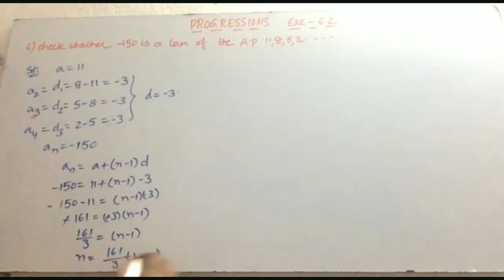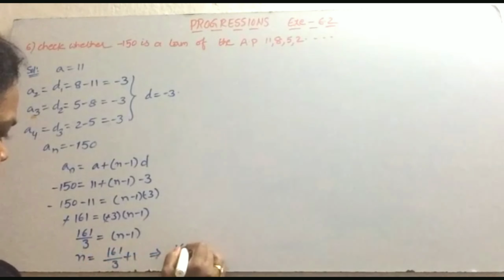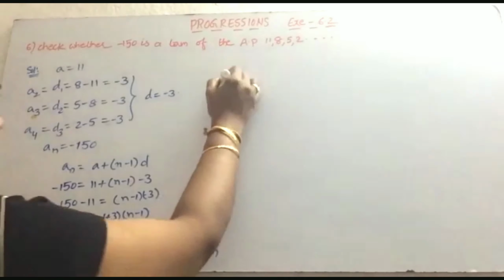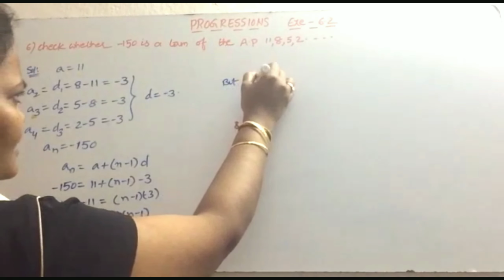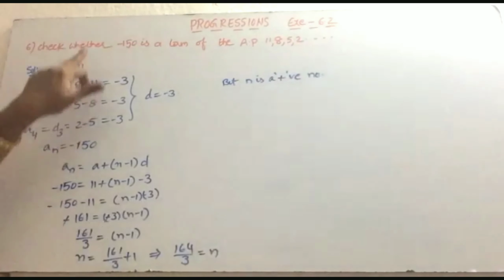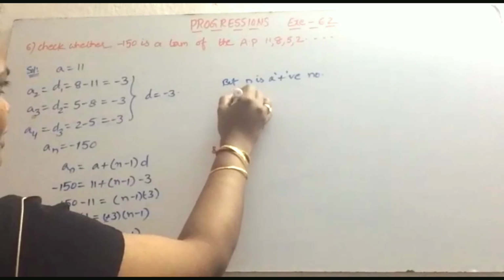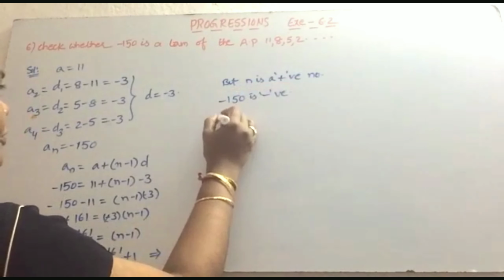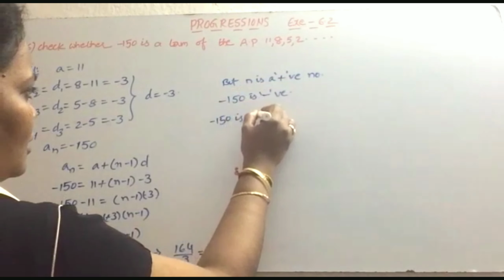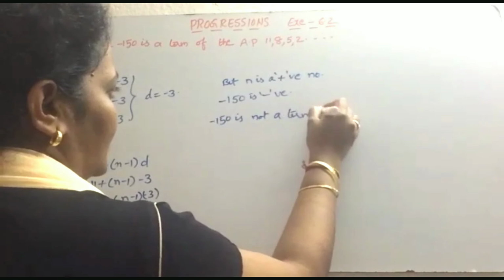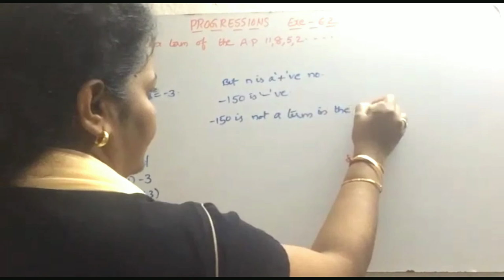That implies 164 by 3. So N is equal to 164 by 3. But N is a positive number here. So minus 150 is negative. So minus 150 is not a term in the AP.